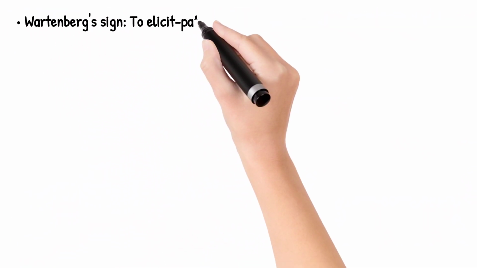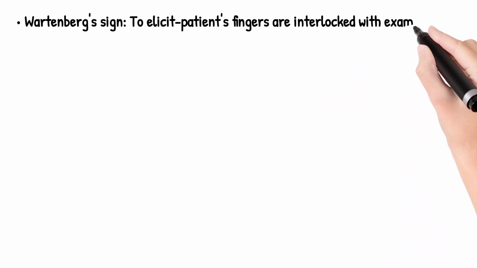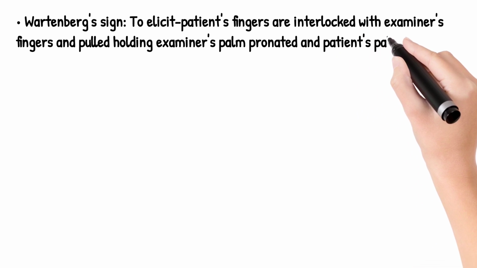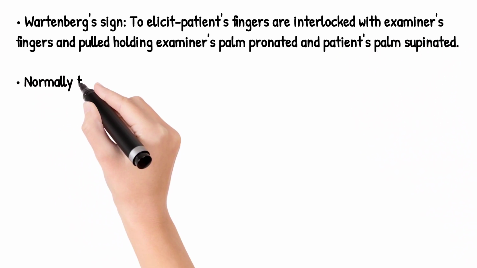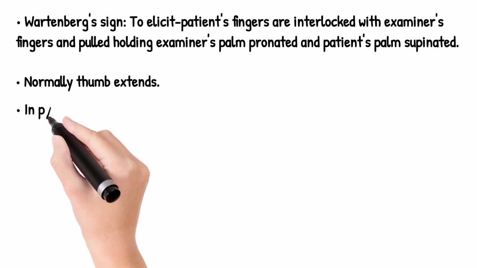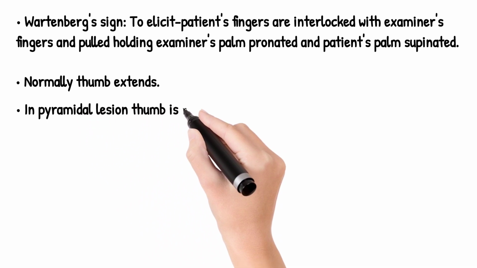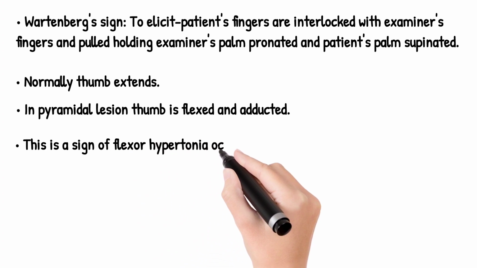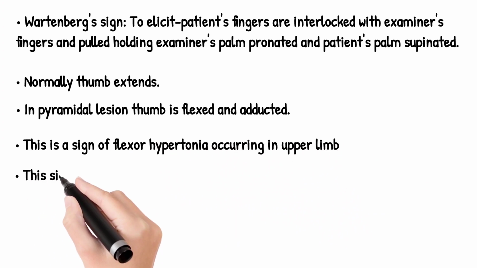To elicit Wartenberg's sign, the patient's fingers are interlocked with the examiner's fingers and pulled, holding the examiner's palm pronated and the patient's palm supinated. Normally the thumb extends. In pyramidal lesion, the thumb is flexed and adducted. This is a sign of flexor hypertonia occurring in the upper limb. This sign is equivalent of Babinski of the lower limb.